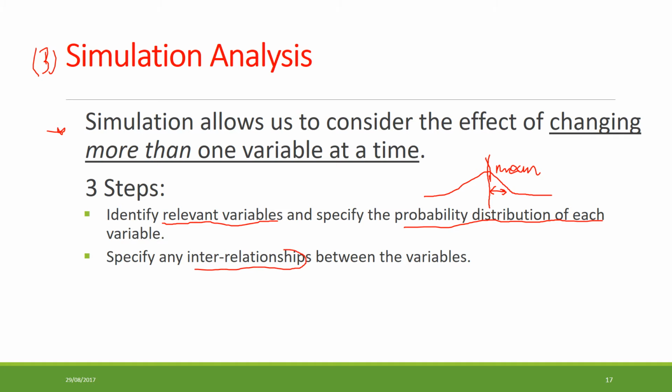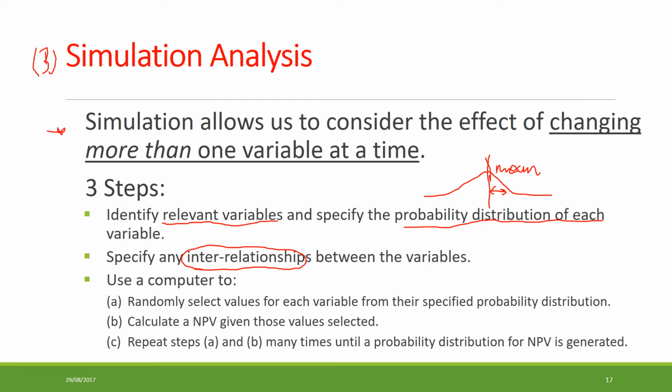We then specify the interrelationships between the variables. So we mentioned before that variables can move together, right? So sale prices and sale volume might move together, or might move in the opposite direction, yeah? So sale prices increase, sales volume might decrease. If that's the case, we have to factor in the correlation between different variables before we can simulate the NPV, right?